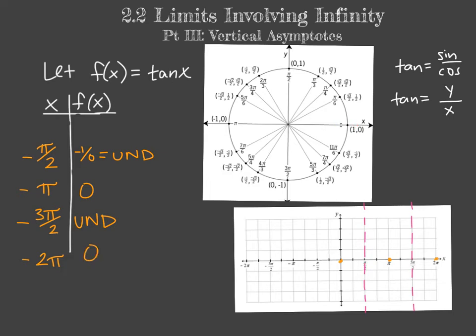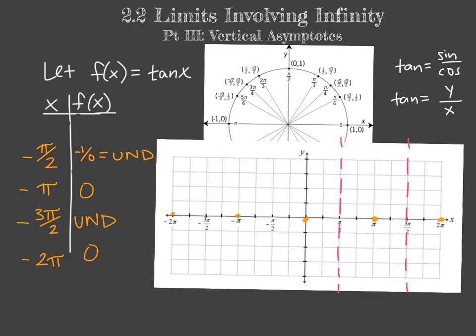So let's graph those other points. So we have the coordinate points negative pi, comma 0, and negative 2 pi, comma 0. We're undefined at negative pi over 2 and negative 3 pi over 2. Therefore, we have vertical asymptotes there. But what happens in between? I need to know what our graph looks like here, here, here, just to see what tangent looks like.